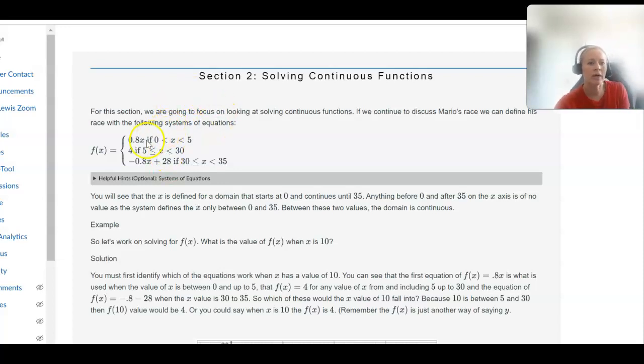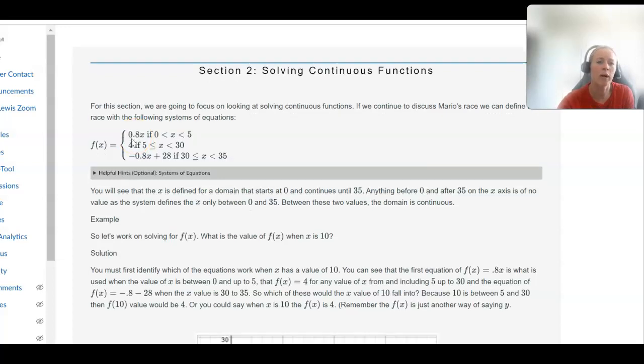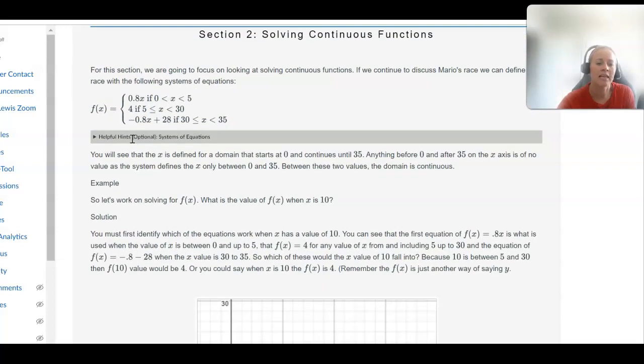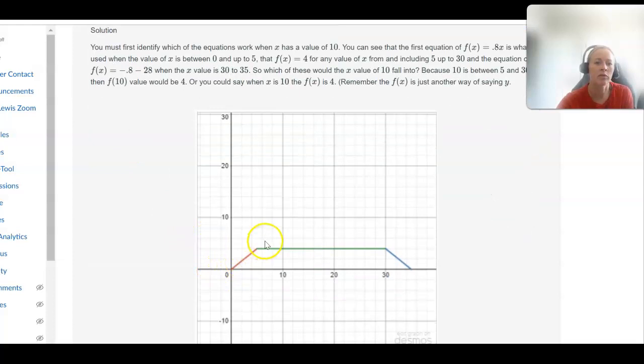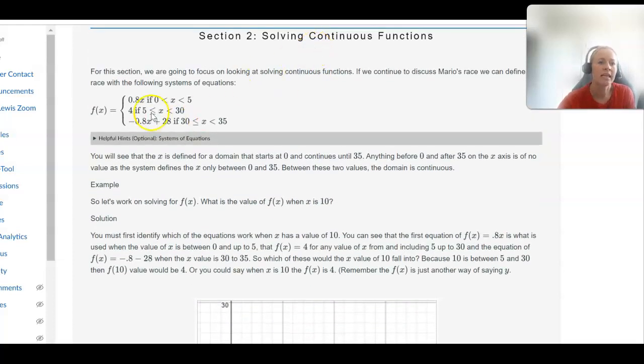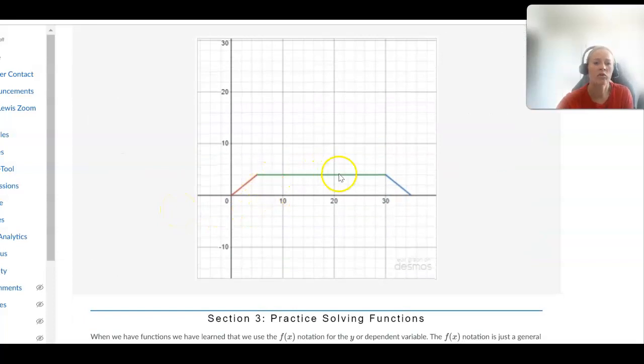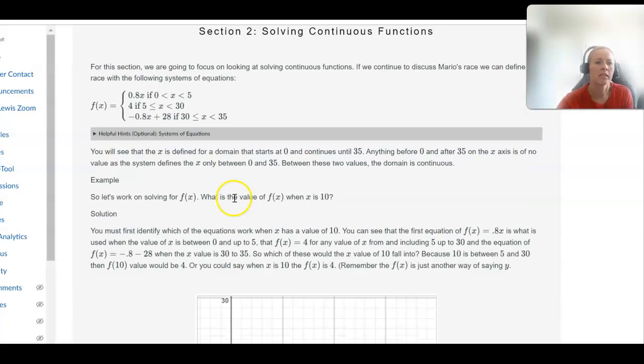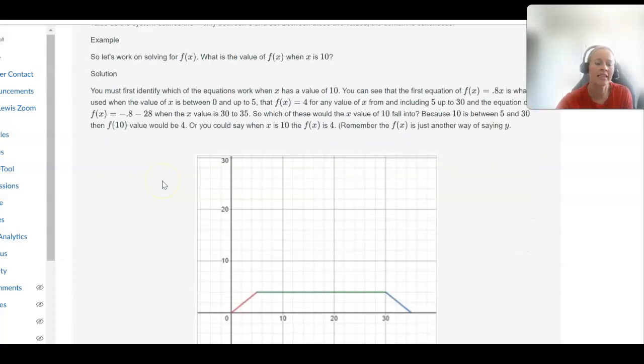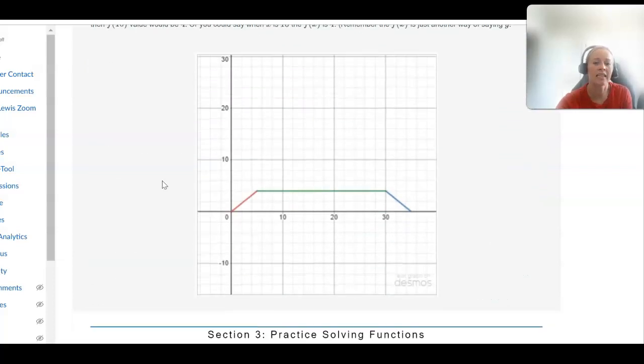So this is a piecewise function. What this means is we have a part of it, 0.8x, that represents this first little part of the graph, this red part. We can see it's 4, so it's just solid at this green part of the graph. And it's negative 0.8x plus 28 for this blue part, okay? And so we can see each portion of that is represented.